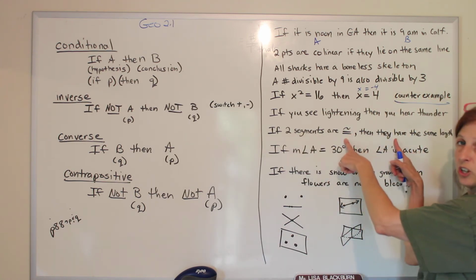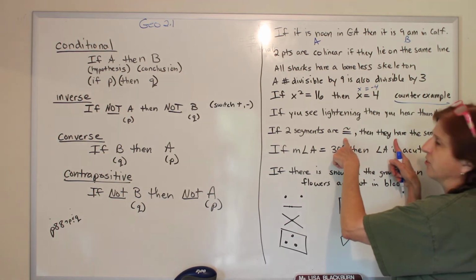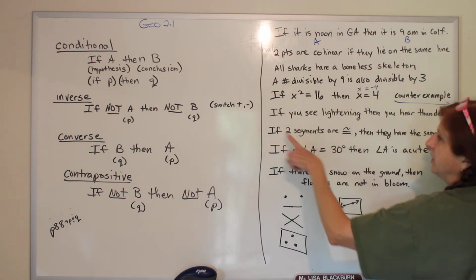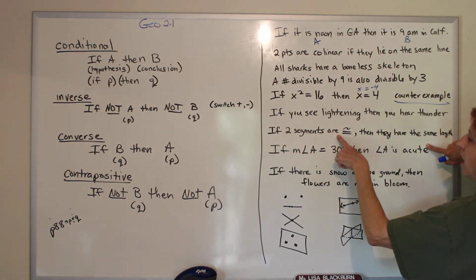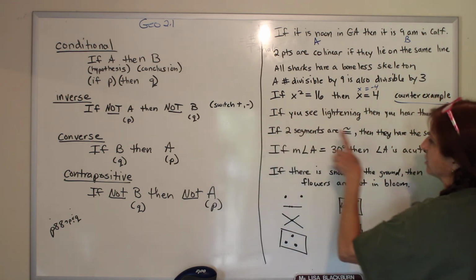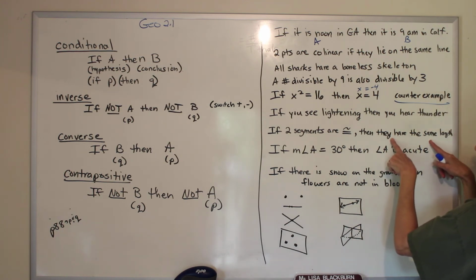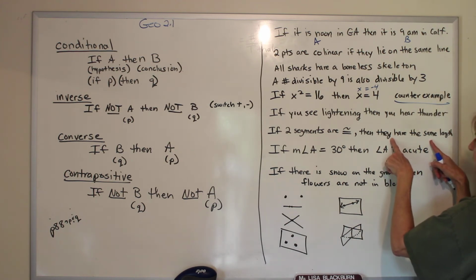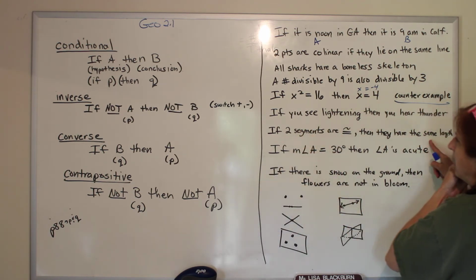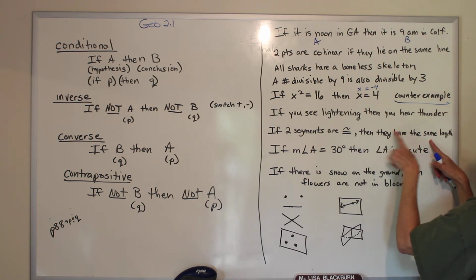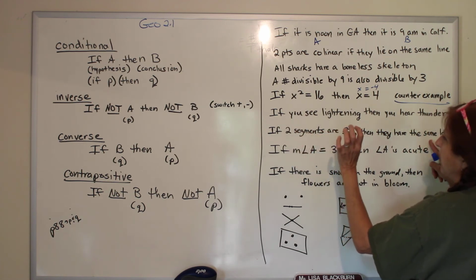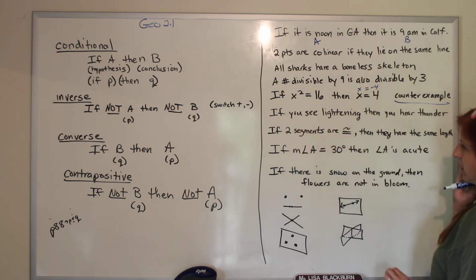If 2 segments are congruent, that sign means congruent, meaning they're the same length, then they have the same length. Okay, so that's the original. Let's do the inverse. If 2 segments are not congruent, then they don't have the same length. Now let's do the converse. If 2 segments have the same length, then they are congruent. Now let's do contrapositive. If 2 segments don't have the same length, then 2 segments are not congruent.